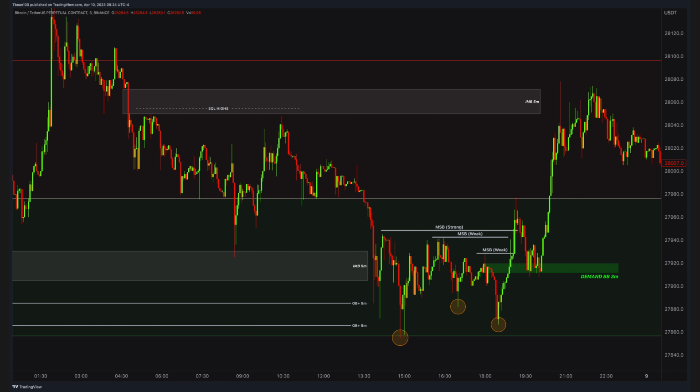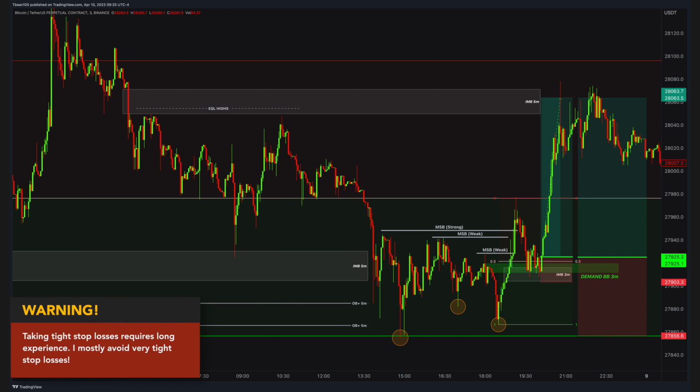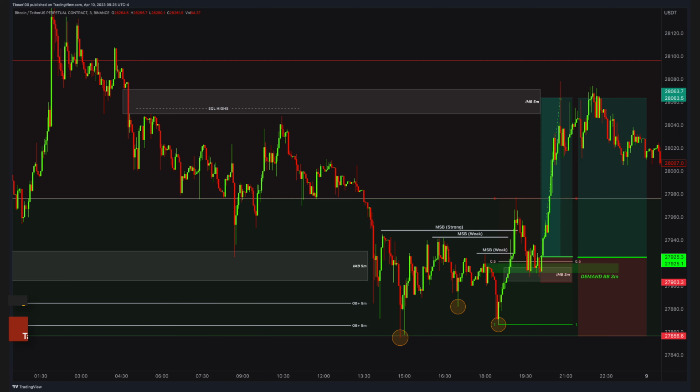Now you can see the breaker block right at this point, and a clear imbalance area which touches the breaker block. If you use your micro premium and discount, you'll notice that price in the cheap area as well. Now, there are two types of entries here. Using a tight stop right below the imbalance or much larger cushioned stop loss. I prefer the second one because back in the day I got stopped out a lot with tight stop losses. I still use the tight stop losses from time to time depending on the chart.